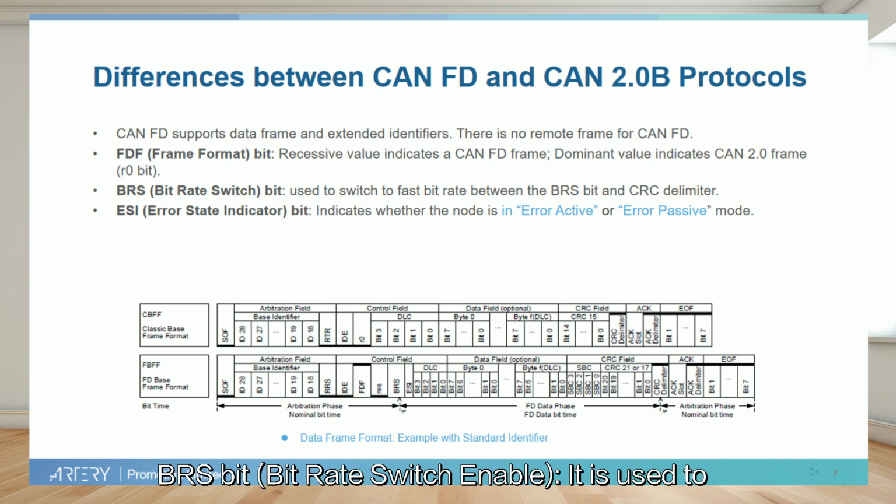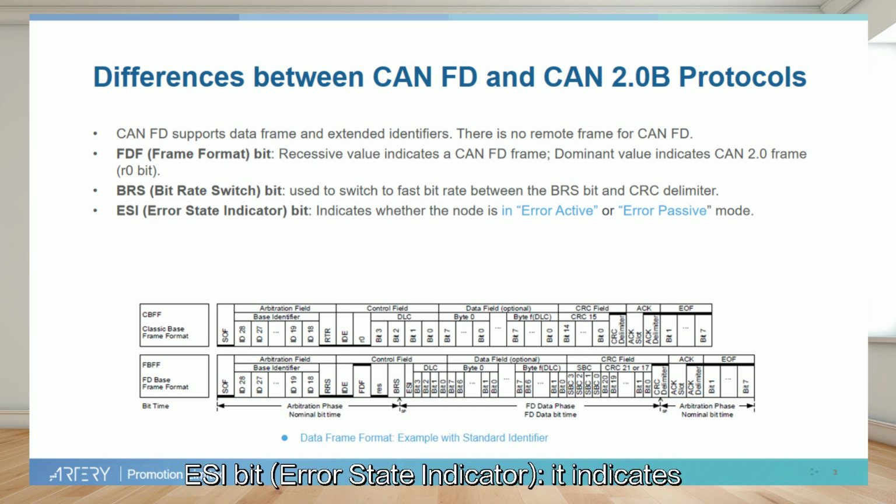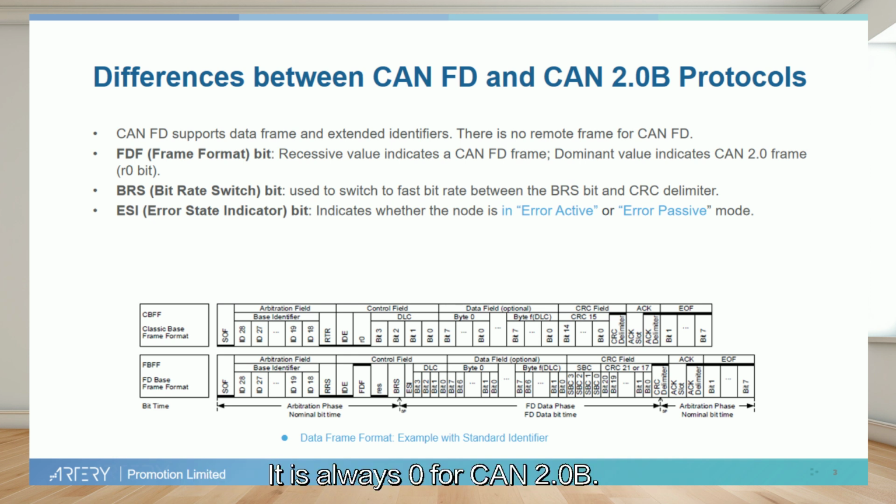BRS-bit, bit rate switch enable, is used to switch to data or fast bit rate for data payload and the CRC of CAN FD frames. In CAN 2.0B, BRS is fixed. ESI bit, error state indicator, indicates whether CAN FD node is error active or error passive. It is always 0 for CAN 2.0B.